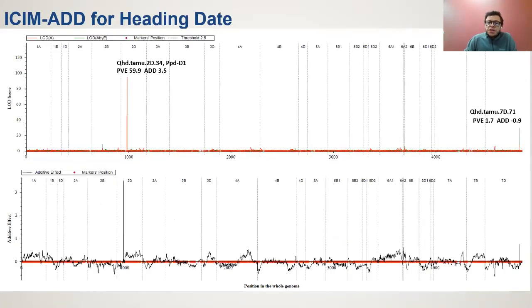For heading date, we can see one major QTL on 2D. As I mentioned before, it co-localized with PPD1. It explained almost 60% phenotypic variation. The additive effect is 3.5. The TAM113 allele increased the trait. Another one is on 7D. Additive by environmental effect is very high here.